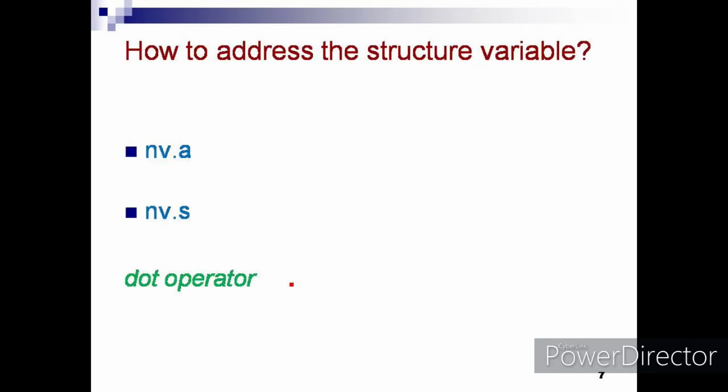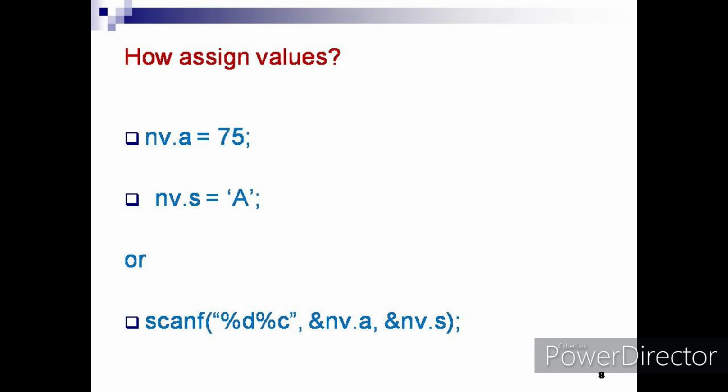Next issue is how to address the structure variable. Now the structure variable nv, we know it has two members a and s. So for addressing each member, we have to use a dot operator. For addressing member a, we have to follow the notation nv.a. And for addressing the s variable, we have to use the notation nv.s.